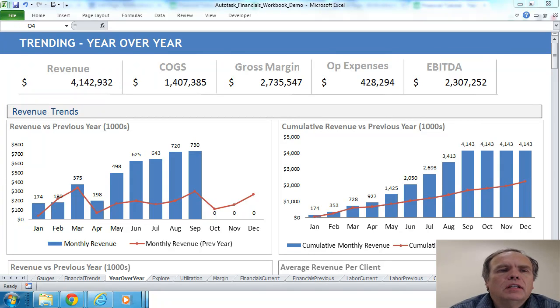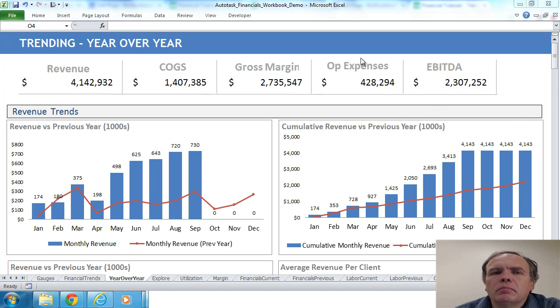So let's take a look at the trending year over year. In addition to seeing year-to-date comparisons to plan, it's often interesting to compare year-over-year comparisons, to see whether or not there's certain seasonality that you can always see in terms of your data. So let's take a look at some of the information.